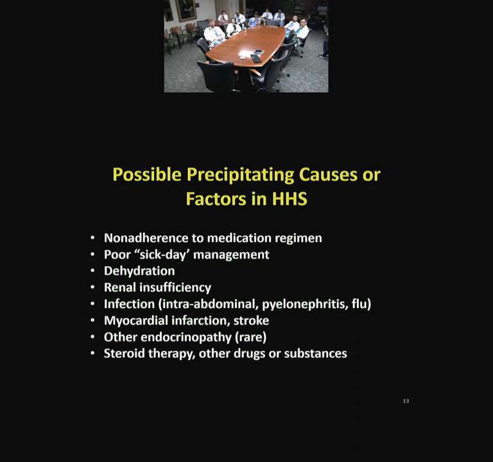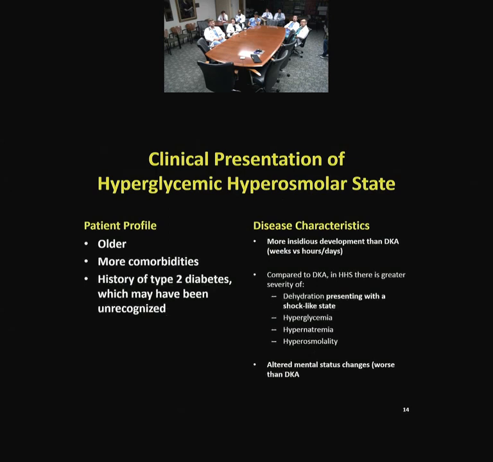So always, when you see a patient with DKA and HHS, always rule out all these other issues that may be there. And usually patients are older. They have more comorbidities. They may or may not have a history of type 2 diabetes, and it develops over weeks to days. So there is a greater severity of dehydration, and so hypotension and shock, hyperglycemia, hypernatremia, hyperosmolarity, and altered mental status changes. It's actually one of the requirements to make a diagnosis of HHS.